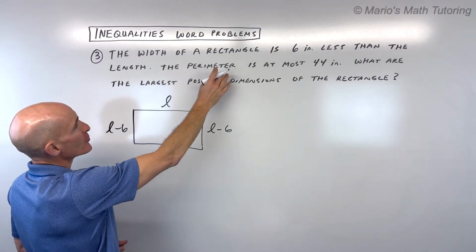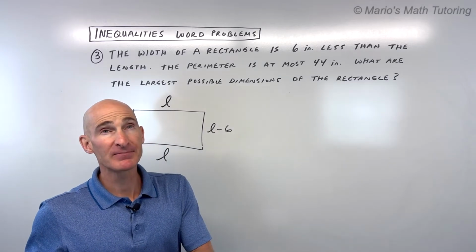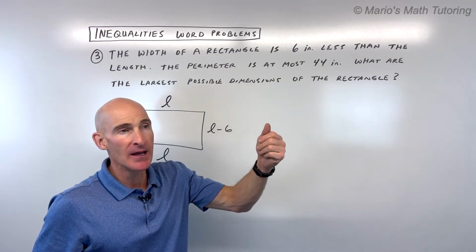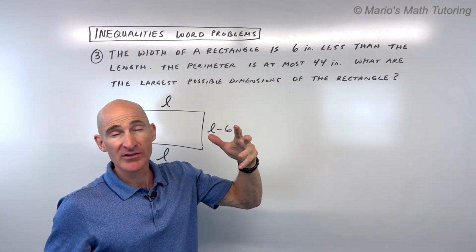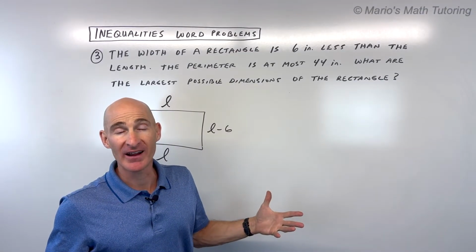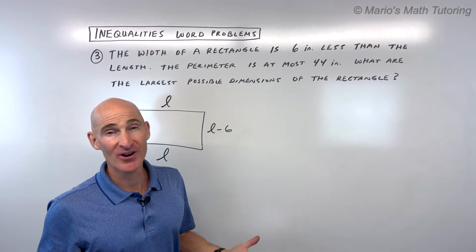And it says that the perimeter is at most 44. Now when we think of at most, some students get a little bit confused. They think, most sounds like more, that sounds like greater. But say if your parents say you can watch TV at most 1 hour a day, right? Can you watch TV for 2 hours? Well, not if you don't want to get in trouble, right?